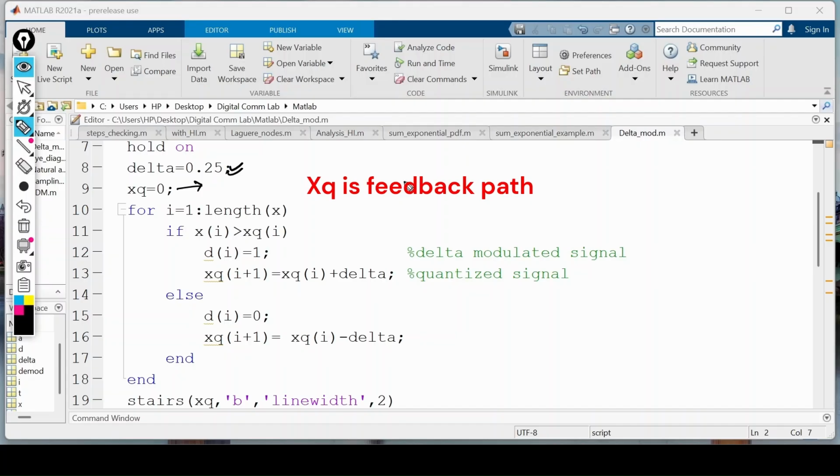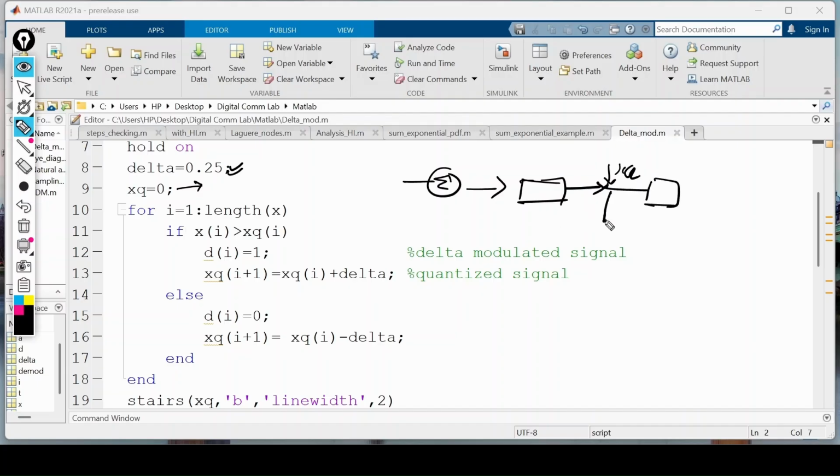After the quantization, this was the block diagram. There is the quantizer. After the quantizer, this part is denoted by xq, right? Here it is encoded, and this again is the summation part, and this summation comes from here. Then again, this is the delay. Remember the block diagram of delta modulation.